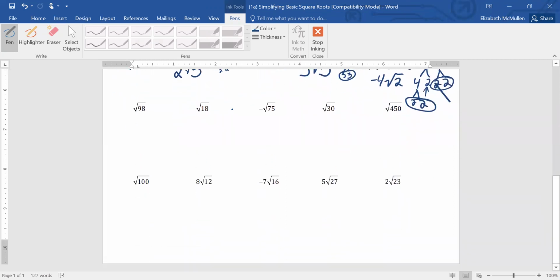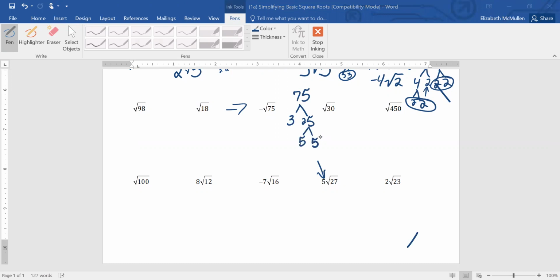Let's practice with this 75 here, and then we'll do this one, just so you have a couple more that you see. So 75, let's break this guy down. Well, 75 we know is 3 times 25, right? It's the easiest way to make that. And 25 is 5 times 5.